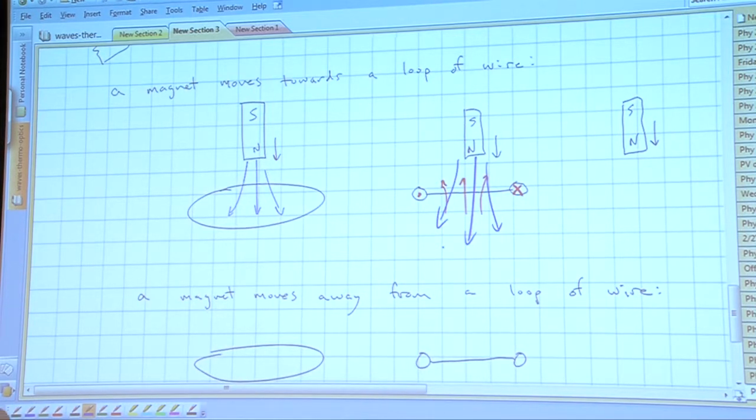So that means that loop of wire, I could replace that loop of wire with a magnet, right? With its north pole pointing up. So what happens? What's the interaction between these two? They repel each other. You okay with that?